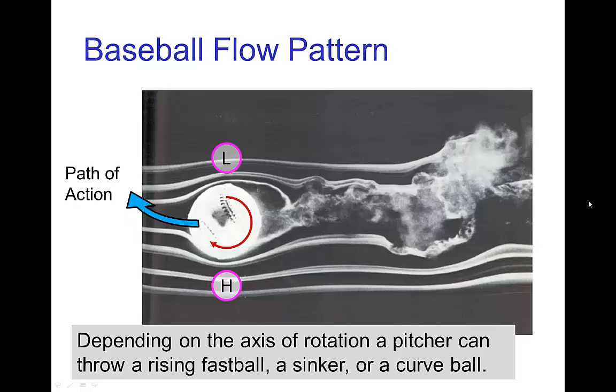An example of this is when we have a baseball that's thrown and the baseball has a spin. Depending on the orientation of the spin, this can either cause the baseball to tend to rise or tend to drop faster than it would under simply gravity. Or if the spinning is in a vertical axis, then this can cause the ball to be deflected left to right or right to left, and this is a curveball.